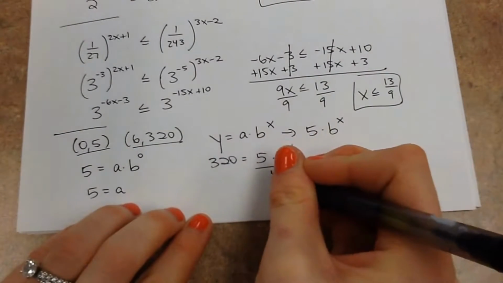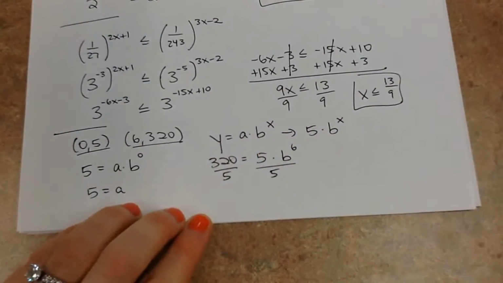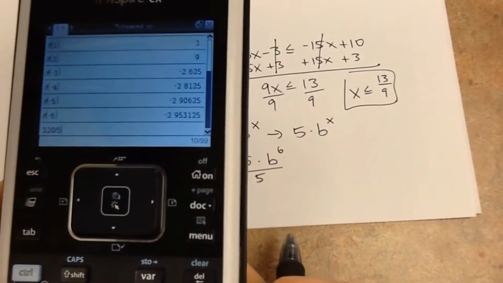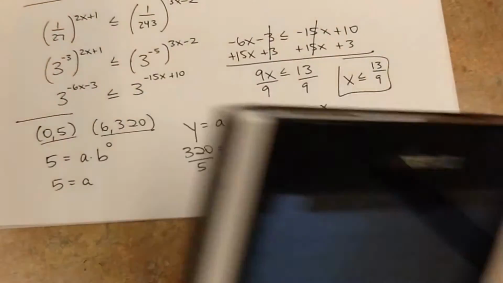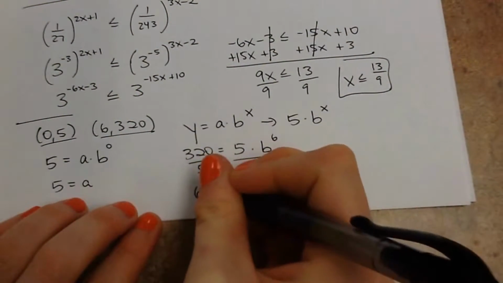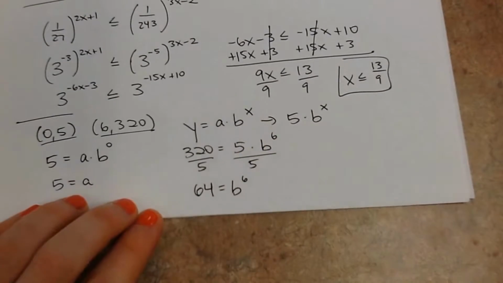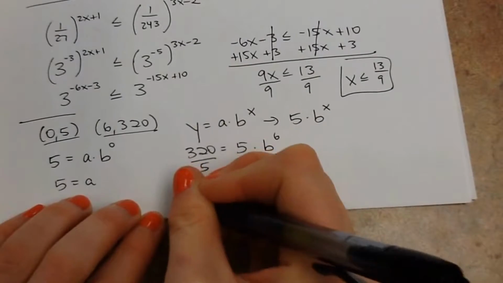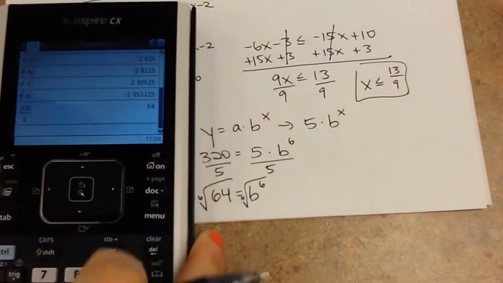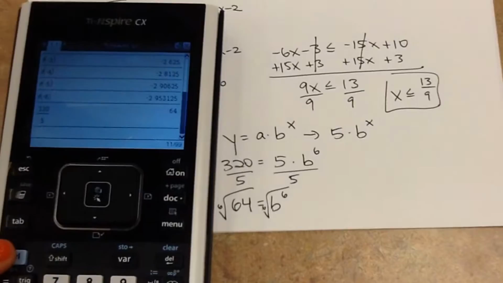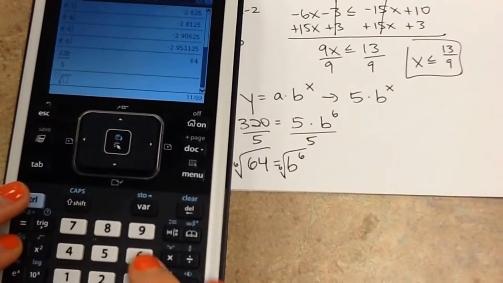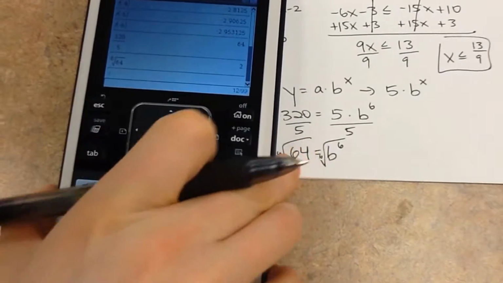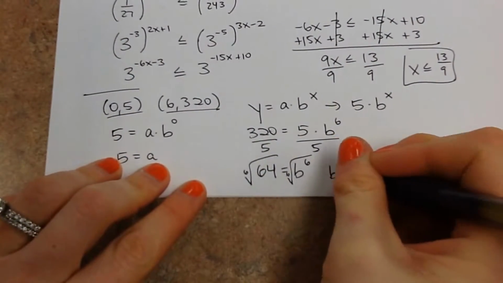Alright, so now I'm doing whatever algebra I need to do to get B by itself so I can solve for it. So I do 320 divided by 5. That gives me 64. And then to get B by itself, I'm going to take the 6th root of both sides. Okay, so the 6th root, I hit Control and then the square root button. That way I can type in my own index. 6th root of 64 is 2. Okay, so that means that B equals 2.